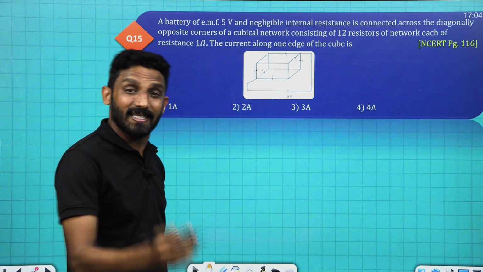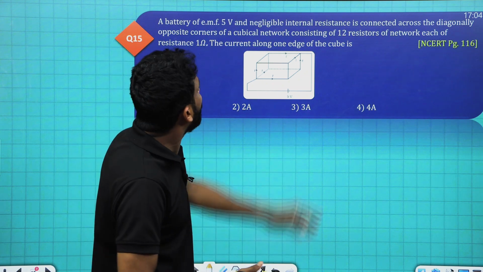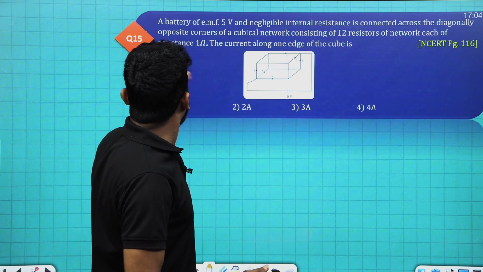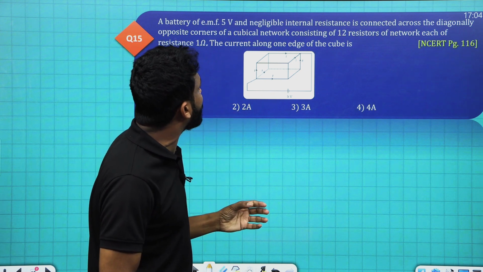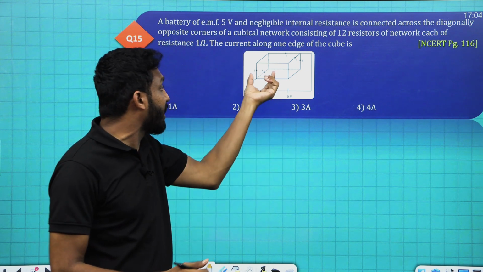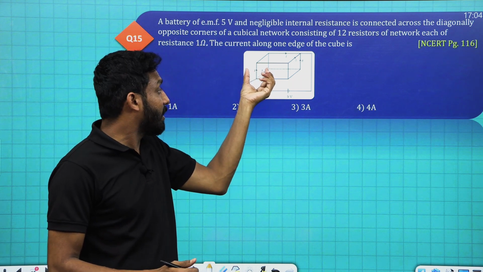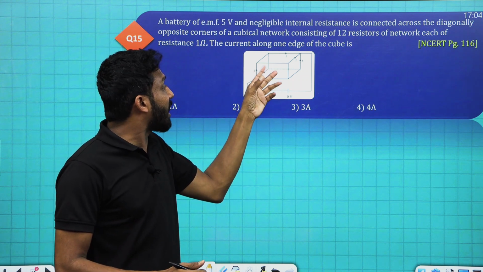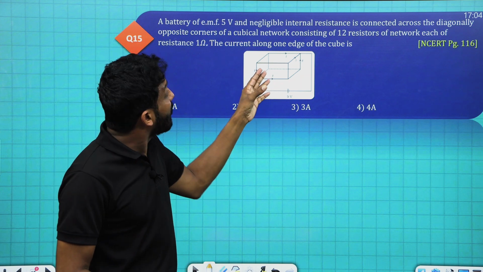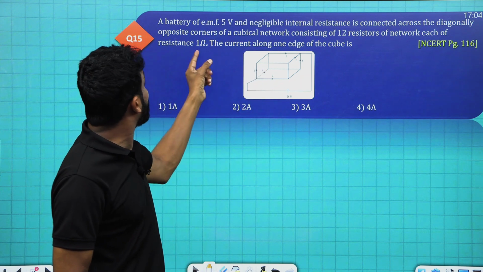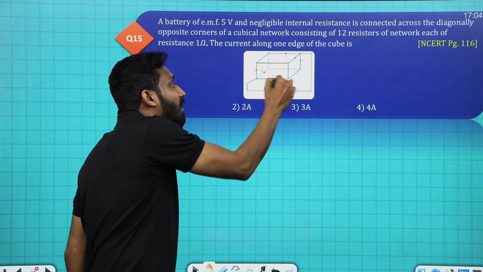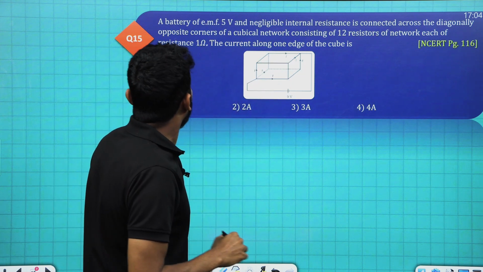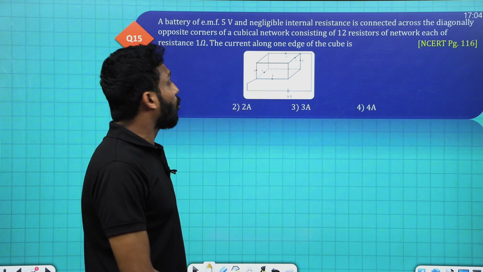Okay, internal resistance is neglected, very small value. It is connected across the diagonally opposite corners of a cubical network consisting of 12 resistors, a cubical network which has 12 sides. Each side has a resistance of 1 ohm, as given in the question. Each resistor is 1 ohm. The current along one edge of the cube is.